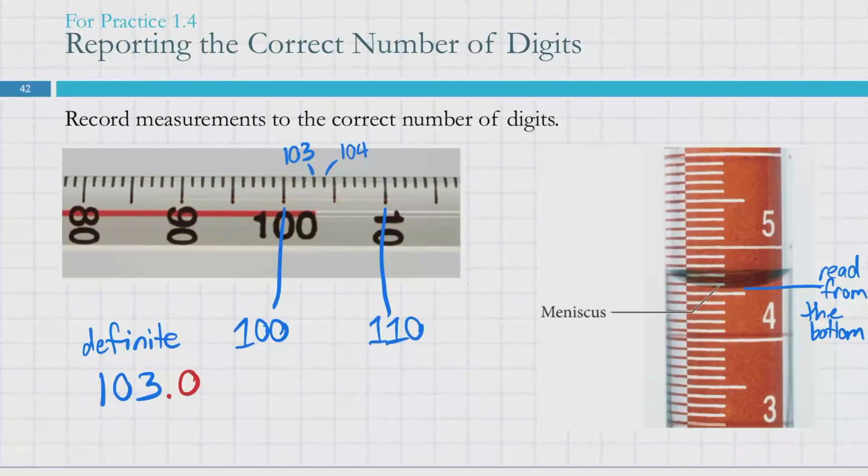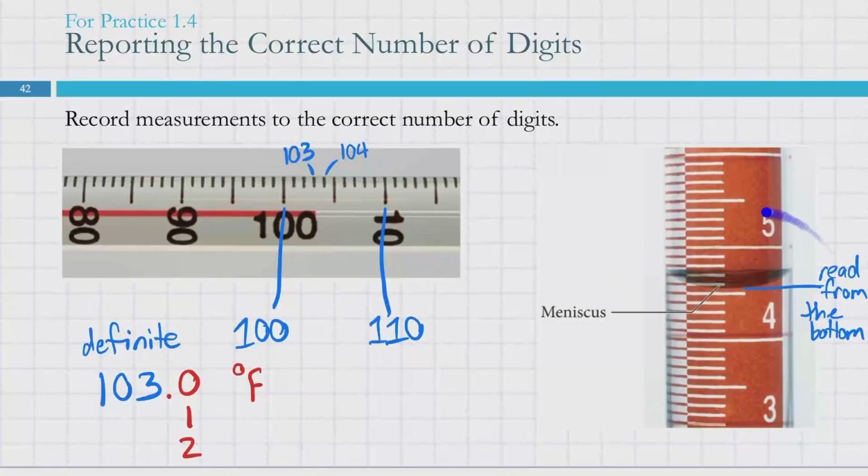The 0.0 is very important because it lets other scientists know that you actually made sure that you did the estimate part. If you don't include this 0.0, then it looks like it's a less precise thermometer that you used. You might have also gotten 0.1, maybe even 0.2, and our units would probably be degrees Fahrenheit. So any of those three numbers I would be perfectly okay with. There's always a little bit of imprecision when we're doing analog measurements.